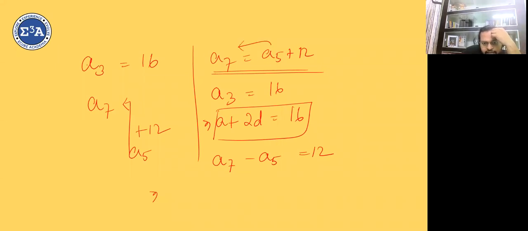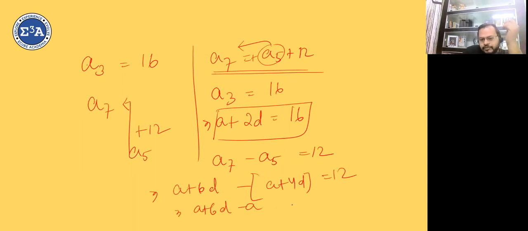If I take this A5 to the other side, I can say A7 minus A5 is 12. A7 is A plus 6D, minus A5, which is A plus 4D, is equal to 12. Which implies that A plus 6D minus A minus 4D is equal to 12. A and A is gone. 6D minus 4D is 2D. 2D is equal to 12, which implies that D is equal to 6. So we have D is equal to 6.